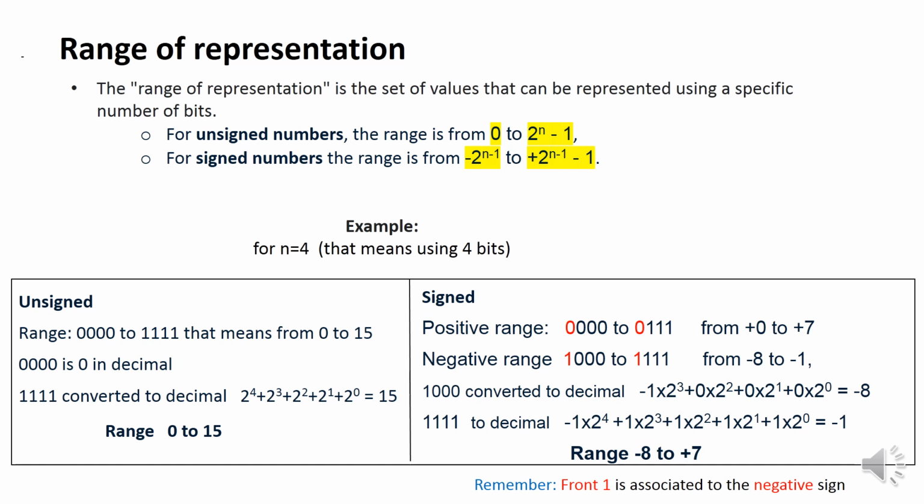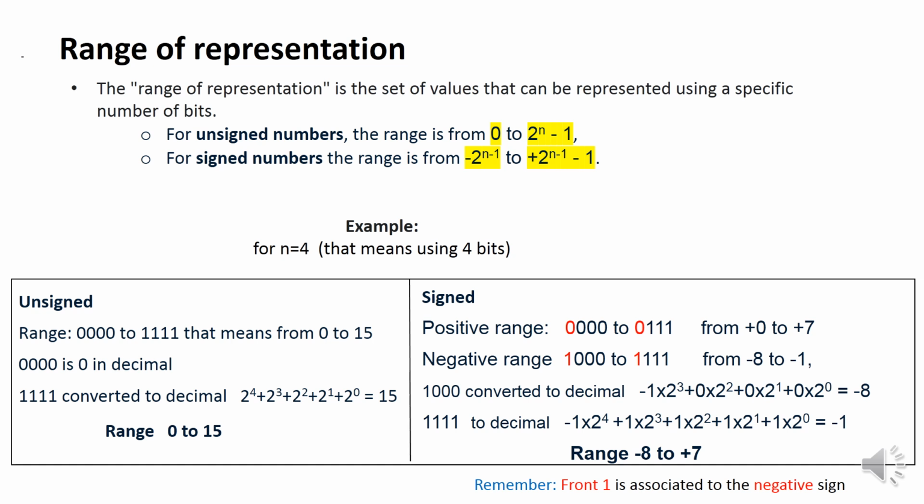The range of representation is the set of values that can be represented using a specific number of bits. For unsigned numbers, the range is from 0 to 2 to the power n minus 1. And for signed numbers, the range is from minus 2 to the power n minus 1 to plus 2 to the power n minus 1 minus 1. So note that the range is not the same if we are using unsigned numbers or signed numbers.